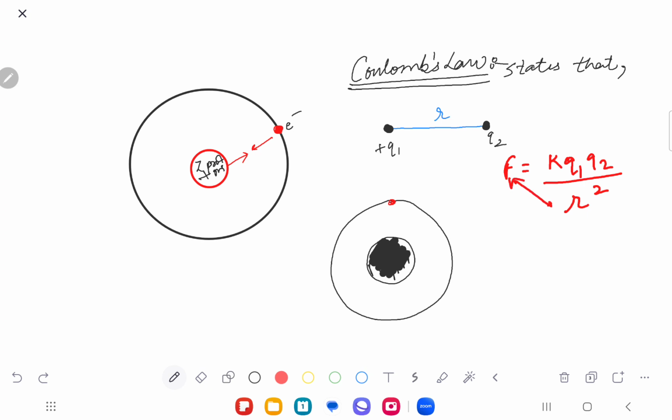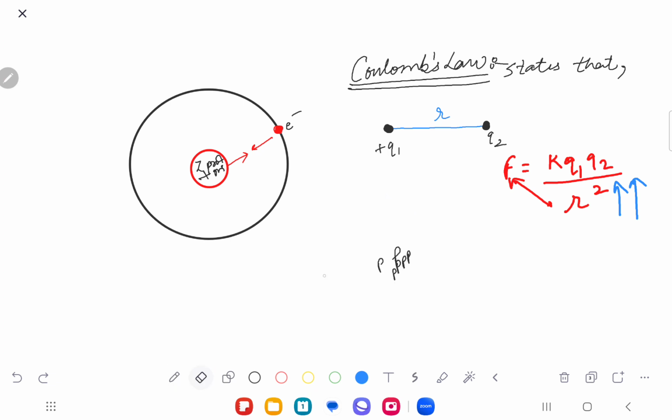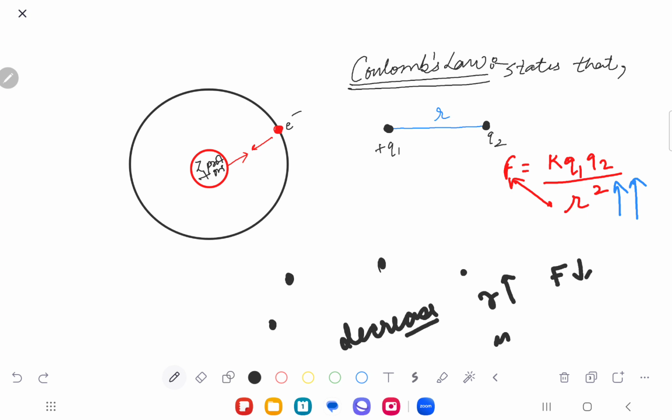If you increase r, that means if you take the charges away from each other, then the force will decrease. So that means r increases, force decreases. This is called inverse proportion.